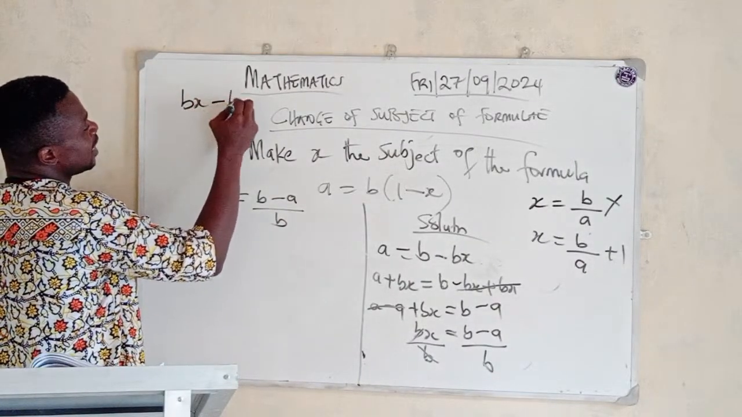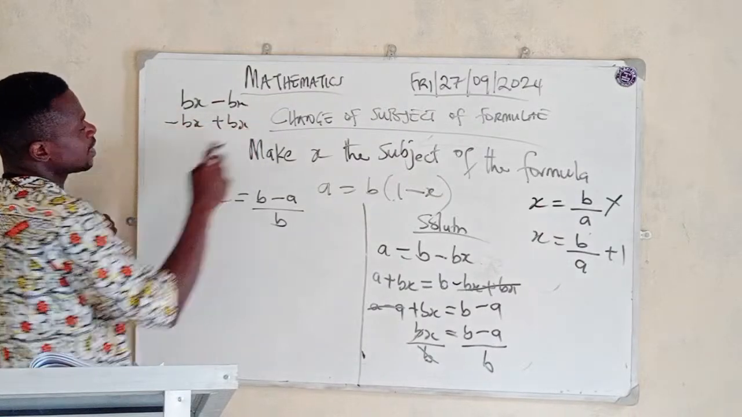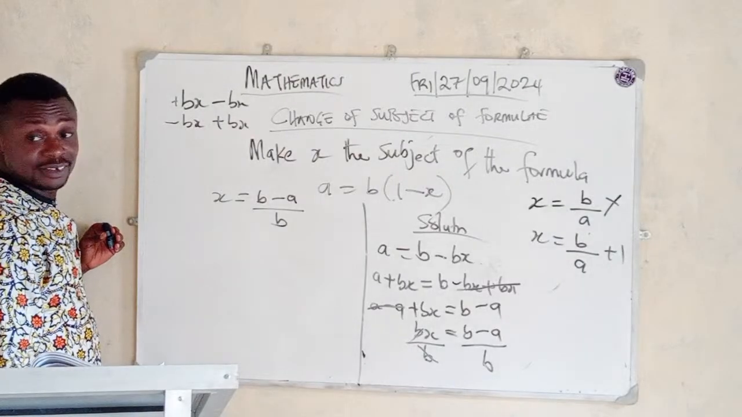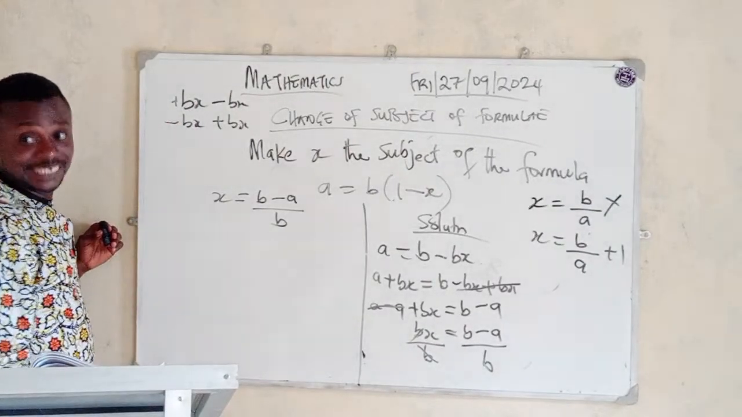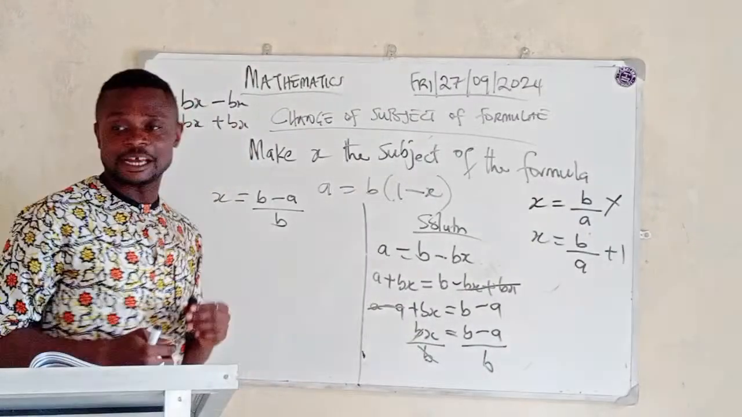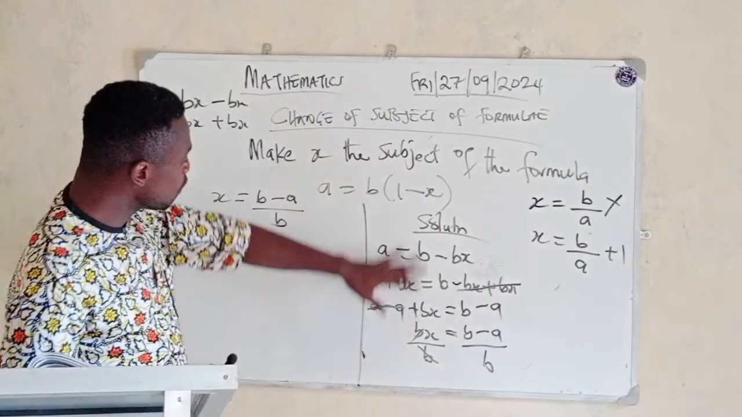Bx minus bx is the same thing as saying minus bx plus bx. There's a plus sign here, invisible. You just rearrange it now. Is it clear now? Good. So that's the answer. Put this one down so that I'll solve it in another way.